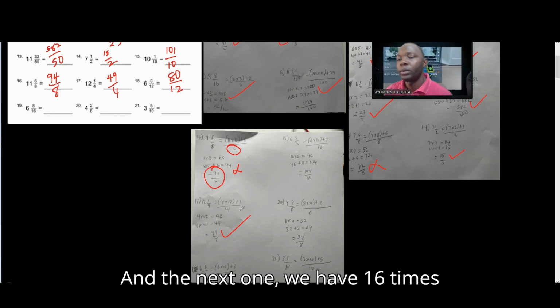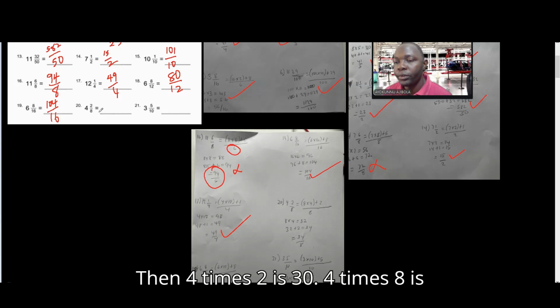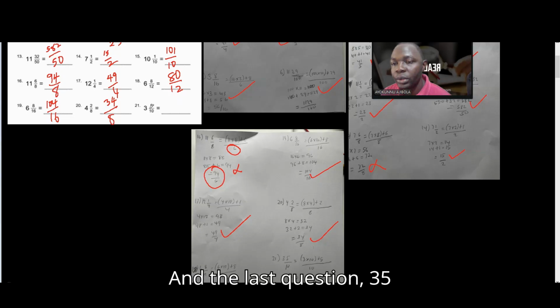And the next one, we have 16 times 6. That's 96 plus 8. That's 104 over 16. Then 4 times 2 is 8. 4 times 8 is 32. 32 plus 2 is 34 over 8. And the last question, 35 over 10.